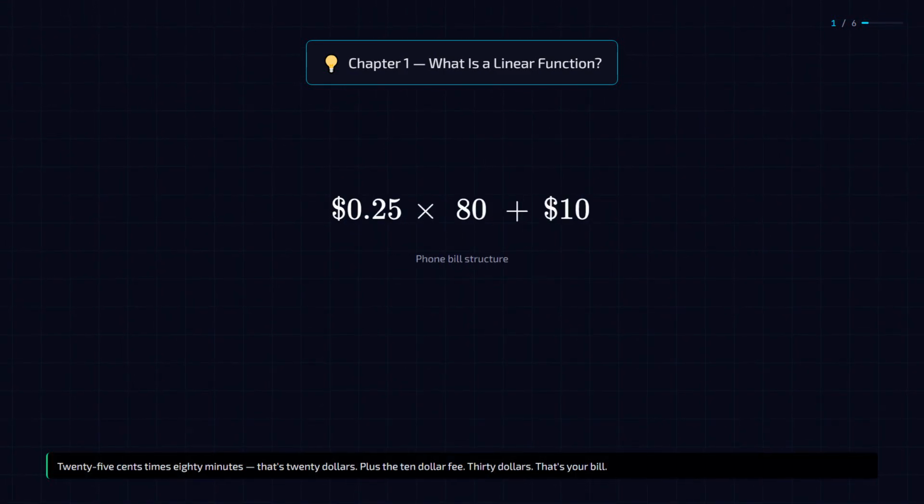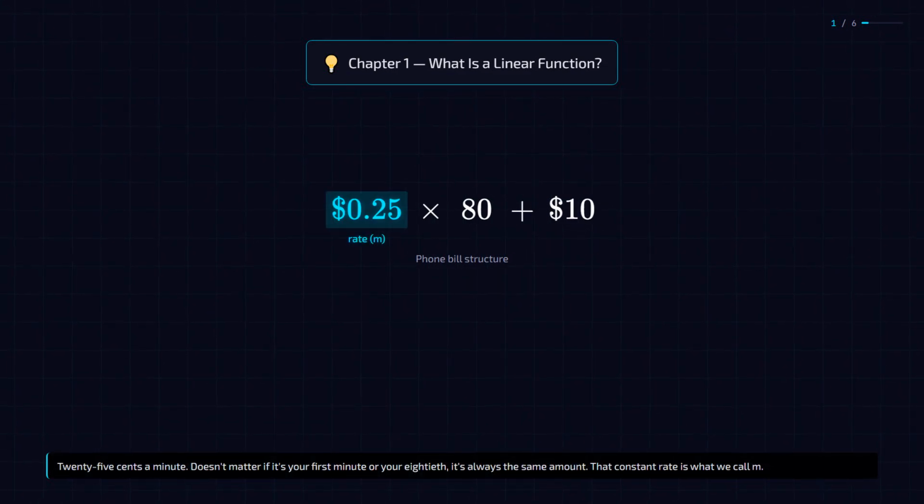25 cents times 80 minutes, that's $20. Plus the $10 fee, $30. That's your bill. 25 cents a minute. Doesn't matter if it's your first minute or your 80th, it's always the same amount. That constant rate is what we call M.